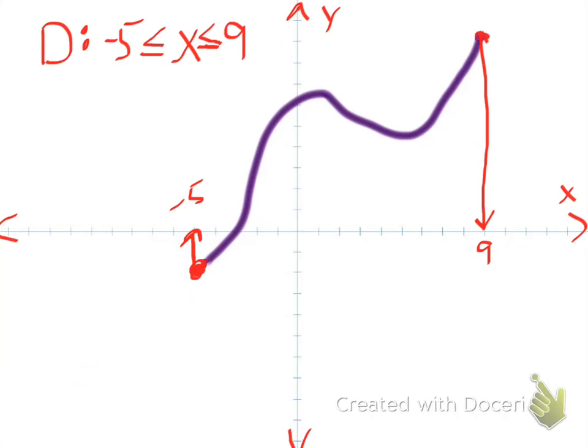But you've got to do it without doing that. But that's what you need to look at. So here we have the domain is between -5 and 9. So let's do the range now.